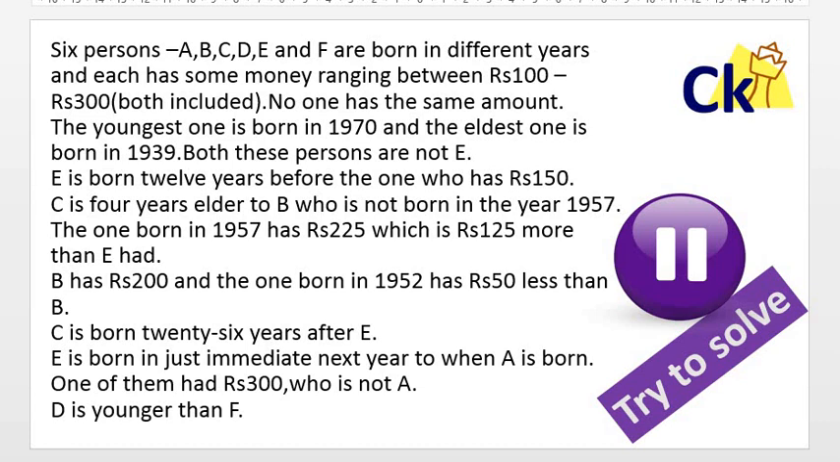So this is your puzzle. It talks about 6 persons born in 6 different years having money ranging from 100 to 300 rupees. Now in such type of puzzle where the age is not explicitly mentioned or the year in which they were born, we try to figure out the years in which they were born so that it's easy for us to place them. So one of the years that we can directly see from the data is 1970, the other is 1939, one we can see is 1957, and the other year which we can see is 1952. Okay, so we'll note them somewhere in the table.